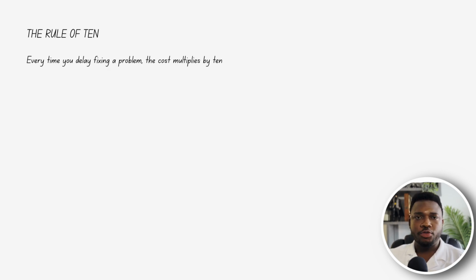Now let's talk about the rule of 10. The rule of 10 is one of the simplest and most brutal principles in systems thinking. And it says that every time you delay fixing a problem, the cost multiplies by 10. I think this concept was popularized by Barry Boehm. He is a pioneer in software engineering. He wrote about this in his 1981 book, Software Engineering Economics. Boehm presented some of this data to show that the cost of fixing a problem keeps multiplying by a factor of 10 the more we delay in fixing the problem.